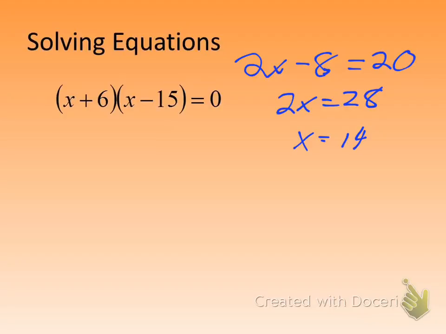Okay? Now, why is 14 the answer? And please don't say because you just did it. Because 2 times 14 minus 8 is 20. Good. 14 is the only number in the world you can plug back into x and get 20. That's why equations work the way they do. There is one and only one number that works.